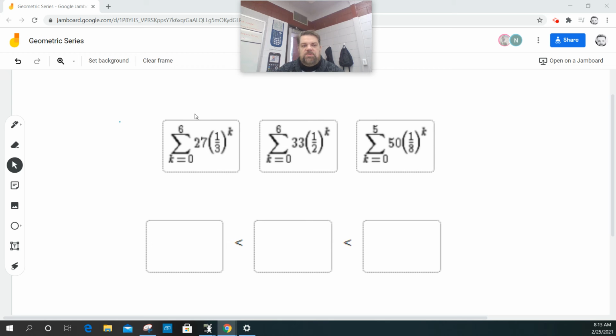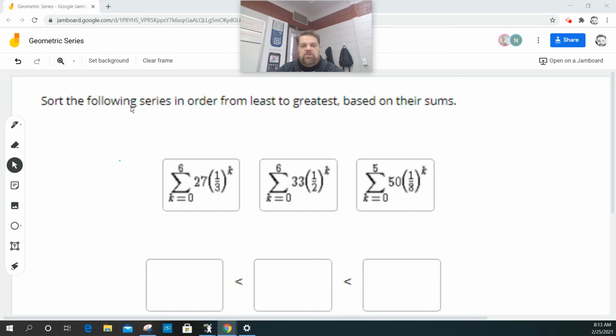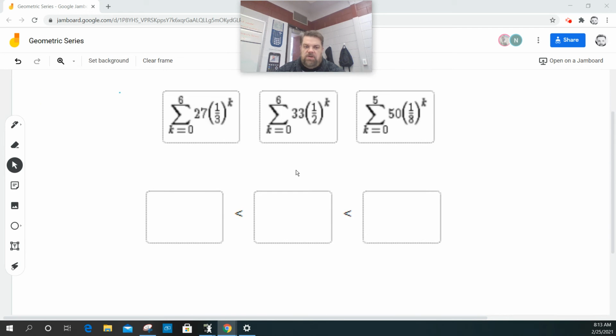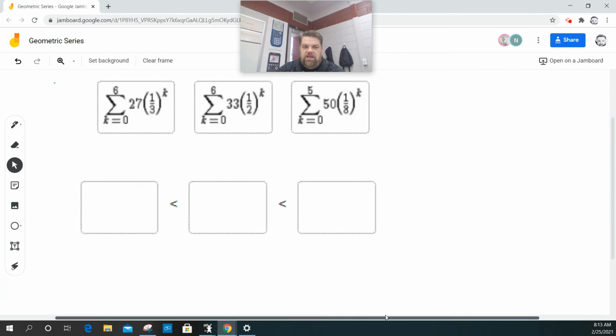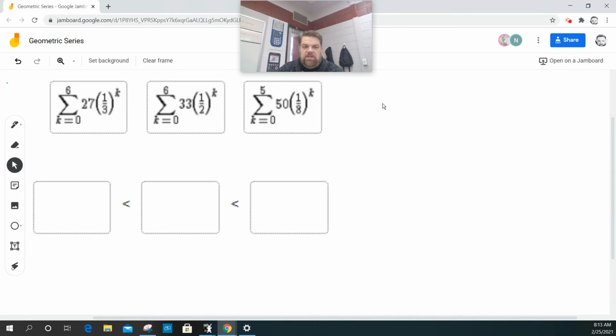All right, so for this one, we're asked to sort these series in order from least to greatest based on their sums. So this is what we call summation notation. I'm going to take the first one and jot it down over here to the right so you could see what we're doing.